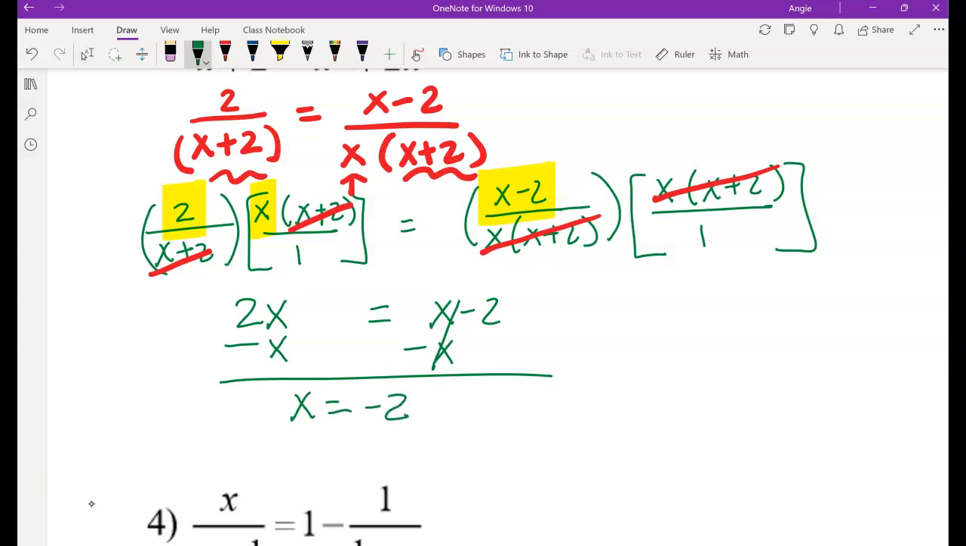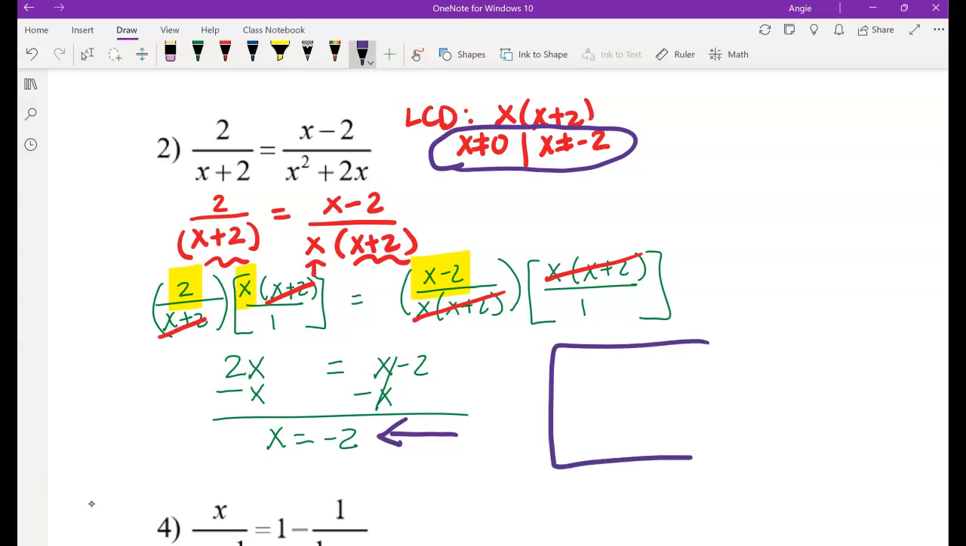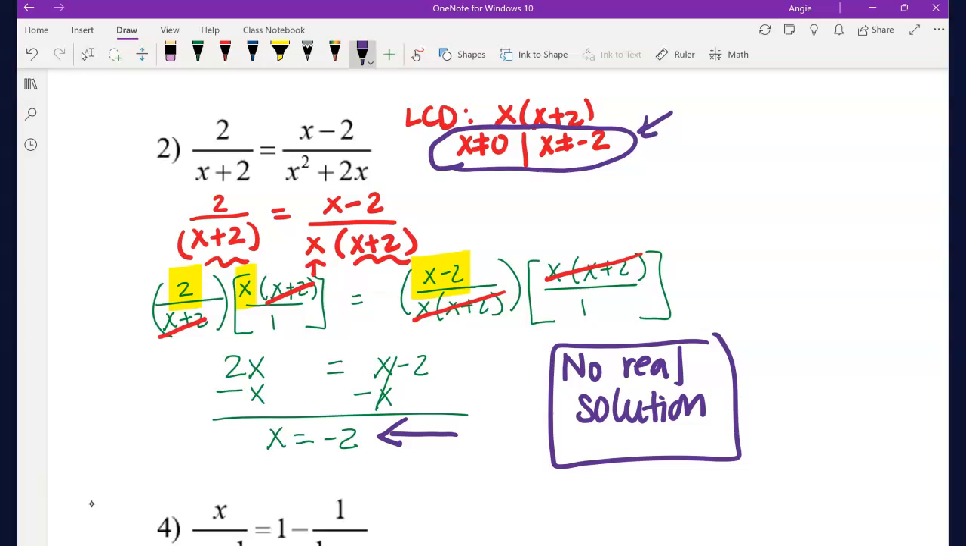So it looks like we might have an answer, but let's check with our restriction. Whoa, guys. Our restriction says x can't be 0 or x can't be negative 2. And when we solve, we have a negative 2. Okay, so how do we write an answer? No real solution. Due to the fact that we said we can't have a negative 2 or 0, and when we worked it out, it came out to be a negative 2, so we can't keep it.